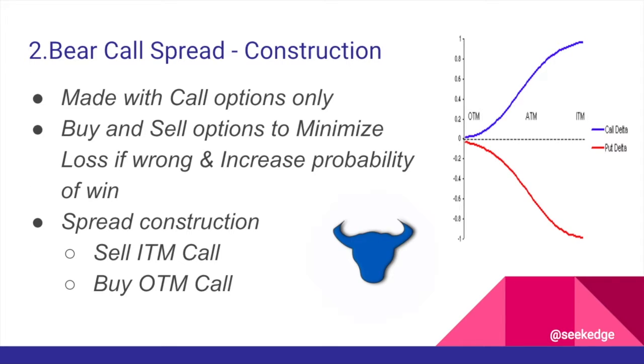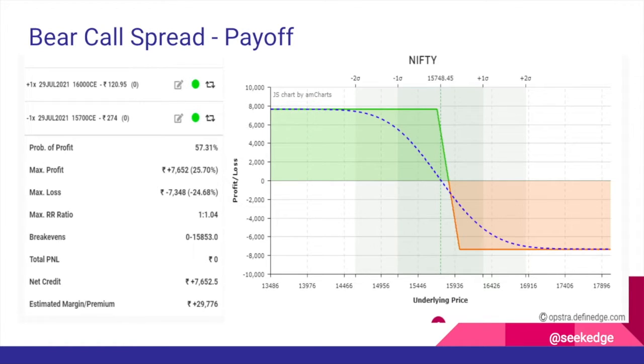Because on one side it will be profitable, the other side will be a loss. So it will balance off. So it will reduce the failure chance, and also increase the probability of winning. So right, how do you construct that? We sell the in the money call and we buy the out of the money call. Right, so here you can see that this is the bear call spread.